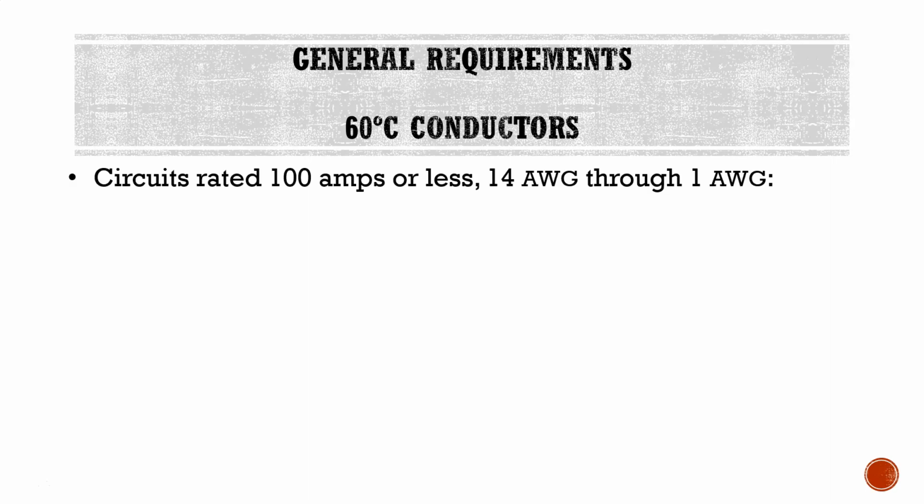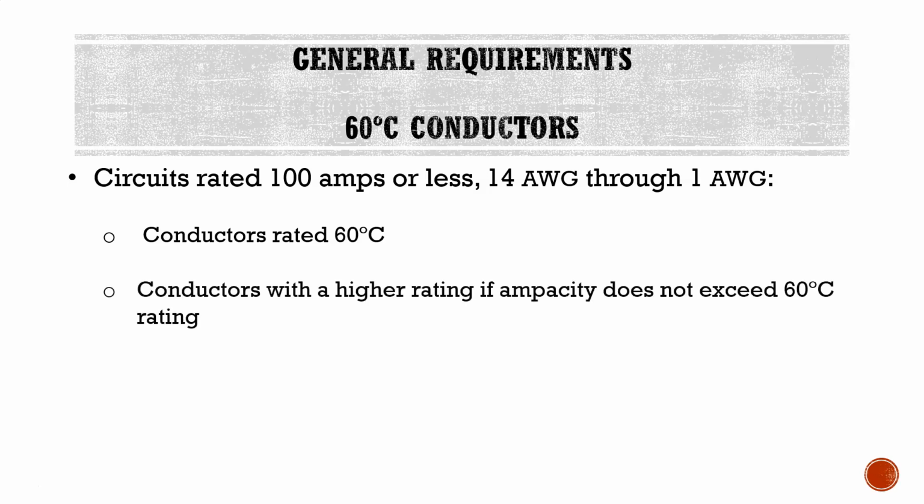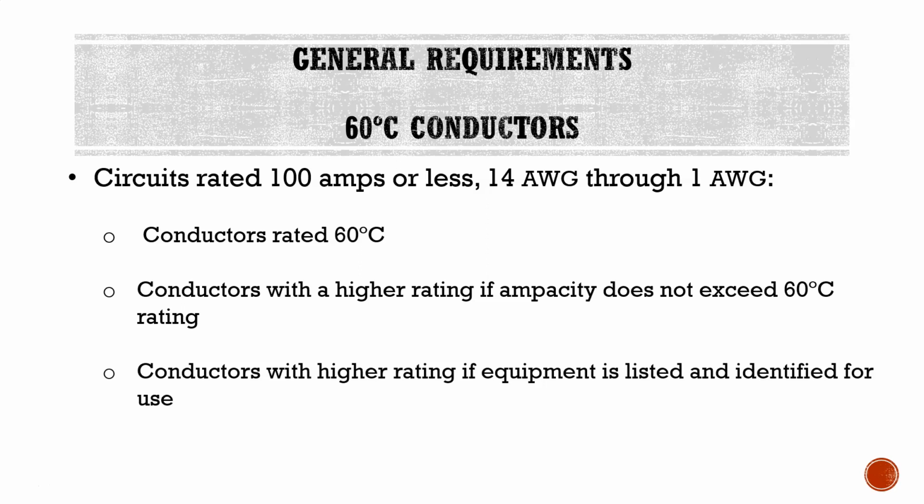So that 100 amps and less is going to pertain to 60 degrees Celsius conductors. Circuits rated 100 amps or less, 14 AWG through 1 AWG, means we have to use conductors with a rating of 60 degrees Celsius, conductors with a higher rating if the ampacity does not exceed the 60 degrees Celsius rating, and conductors with a higher rating if the equipment is listed and identified for use.